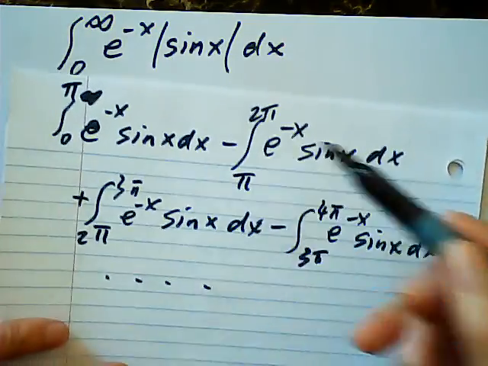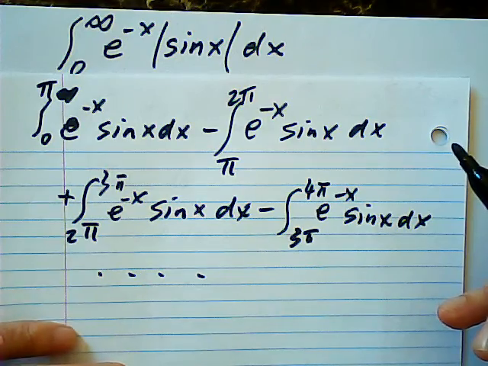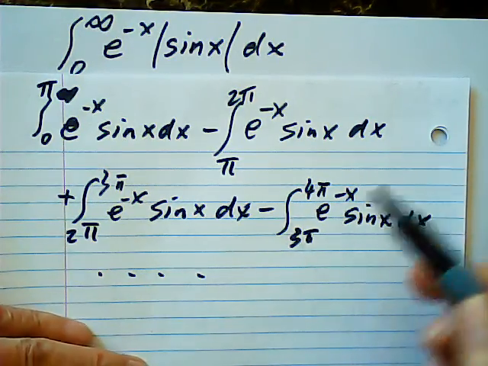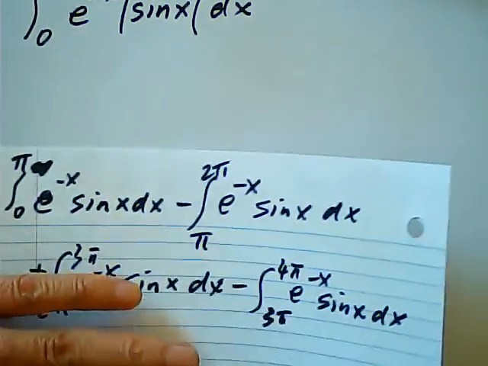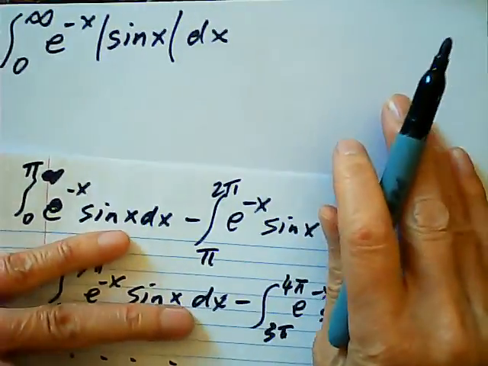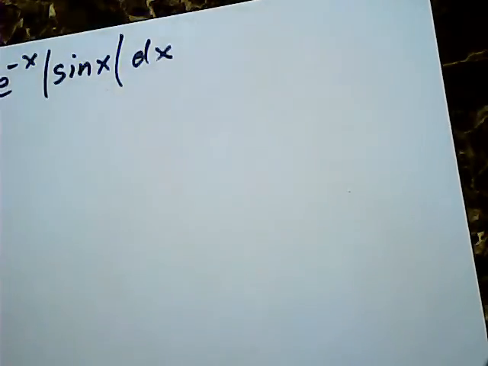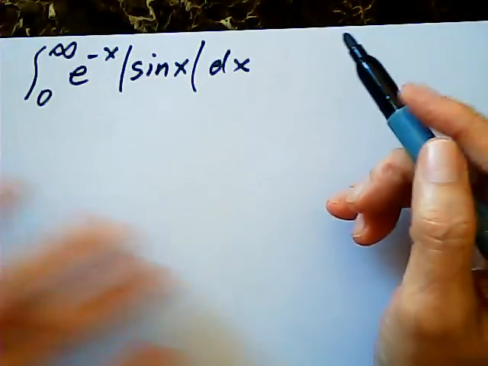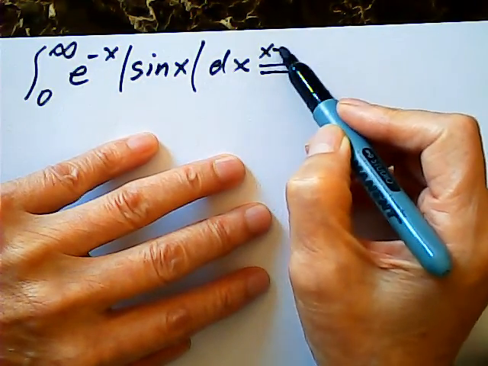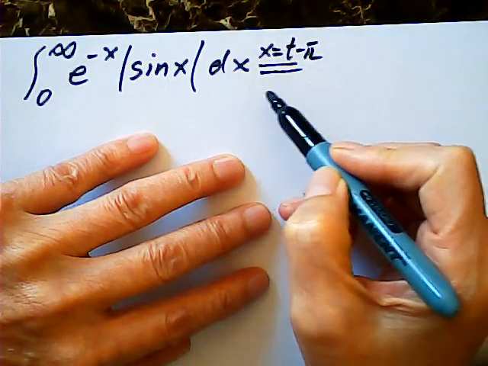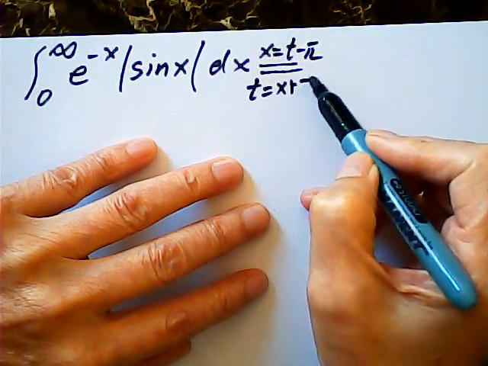So it becomes a series of integrals. Now, there might be a way to find it, but it's very complicated. Let me try to use some nice trick. Okay, I let x equal to t minus pi. Therefore, t is equal to x plus pi, isn't it?